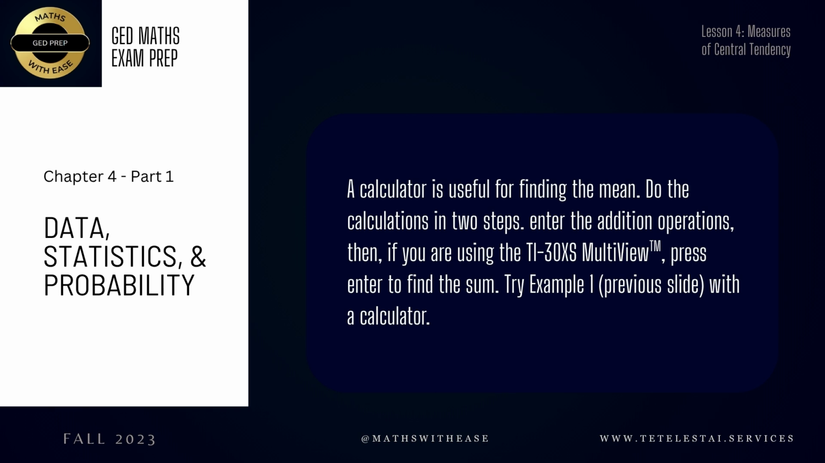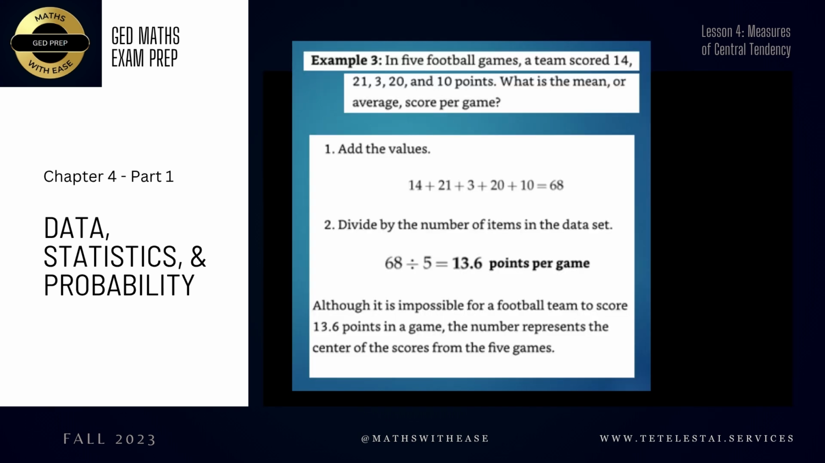So a calculator would be useful in this case, because, as we saw, all we had to do was add all the scores and then divide. So you always want to make sure that you count after you've added all your scores, you then count the number of individual scores that you have, in this case 5, right?